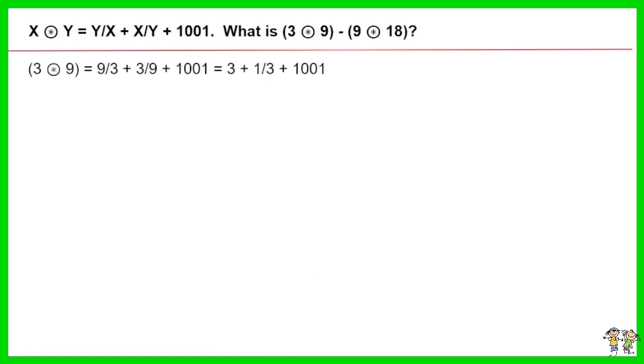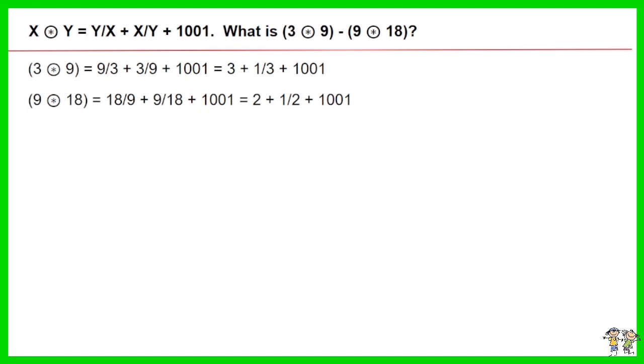3*9 is equal to 9 divided by 3, then plus 3 divided by 9, then plus 1001. The result is 3 plus 1 over 3, then plus 1001. Do not solve the equation further, as it will ease the calculation later.